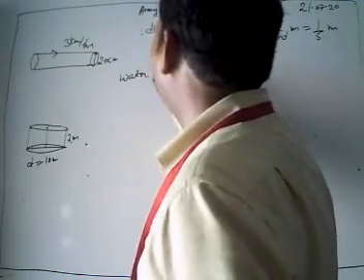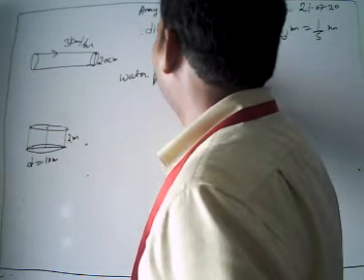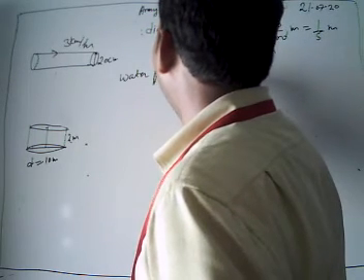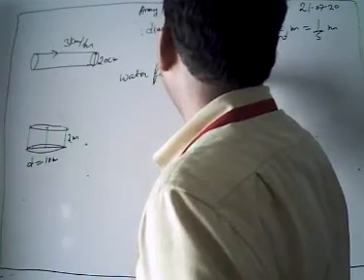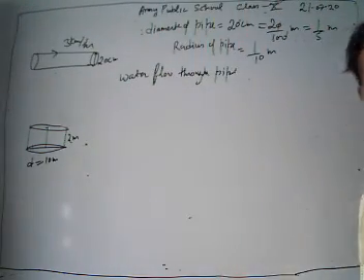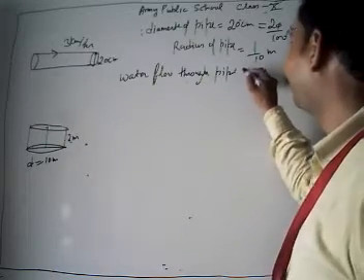Water flows through the pipe. It's given 3 kilometer per hour. Water flows through the pipe at the rate of 3 kilometer per hour.